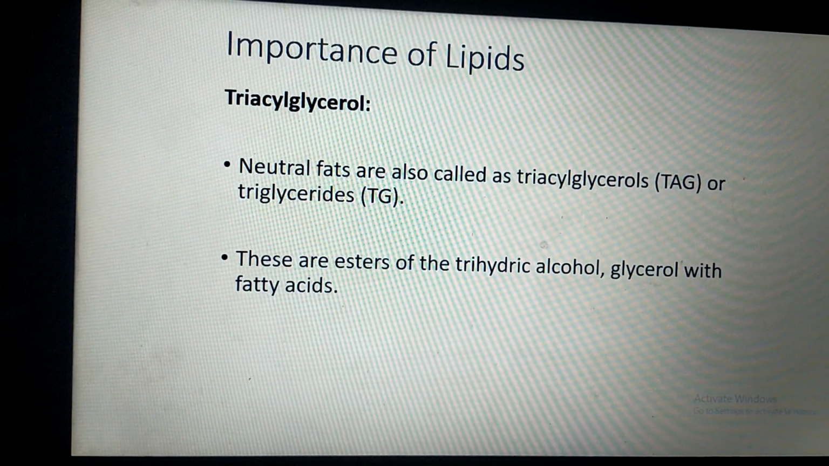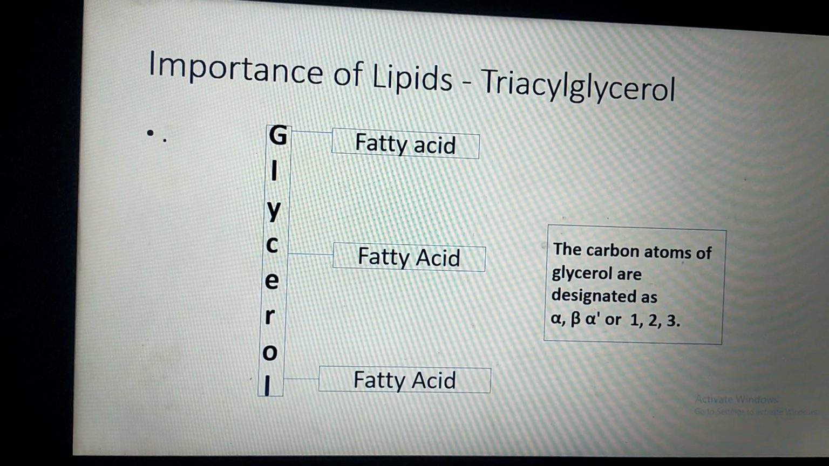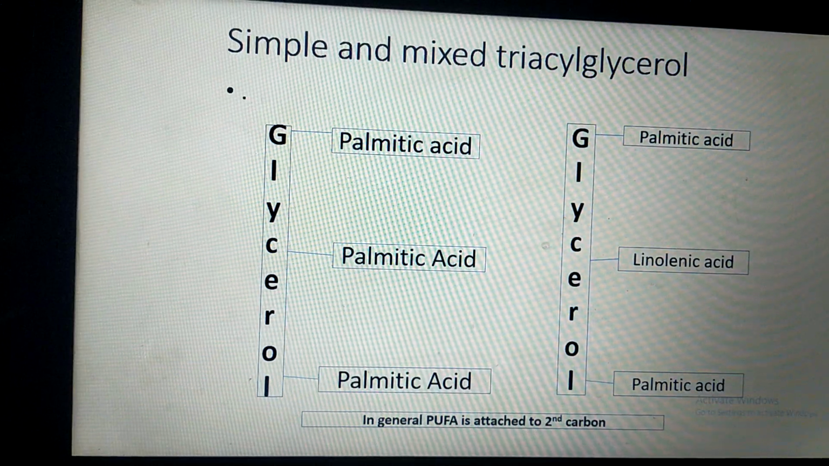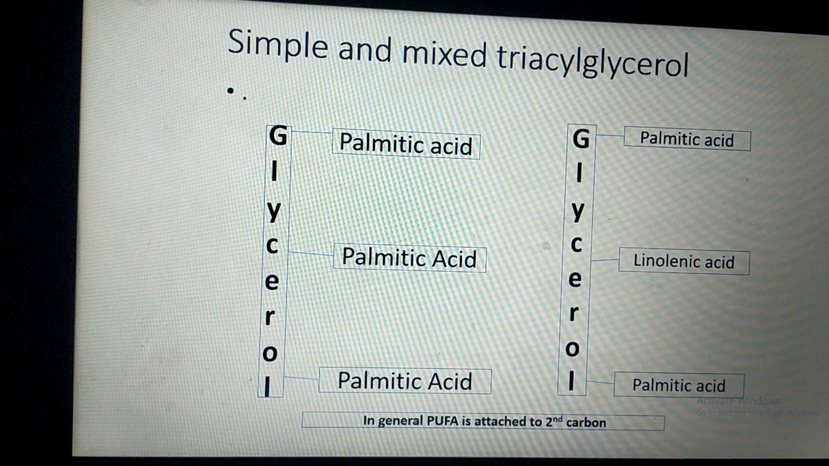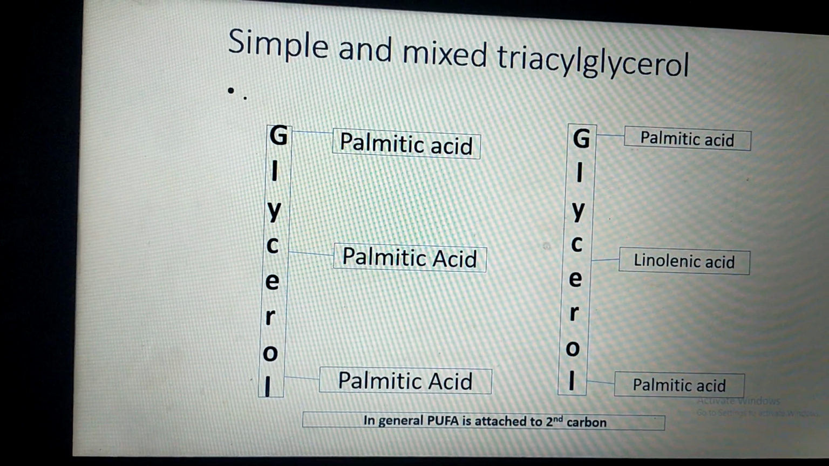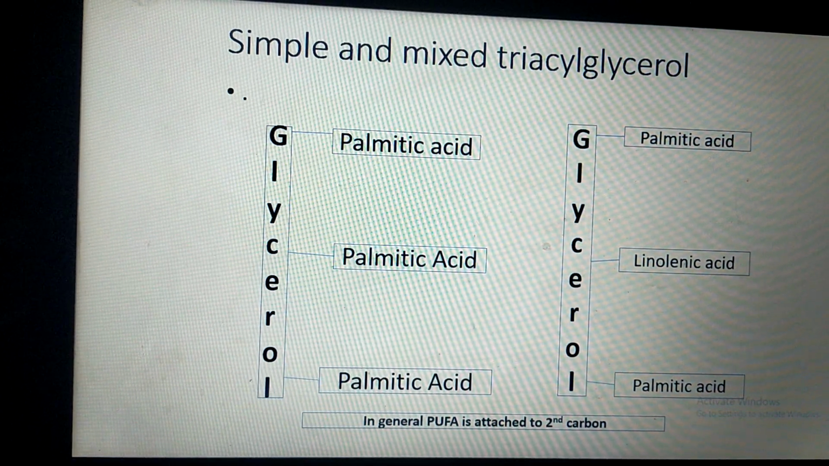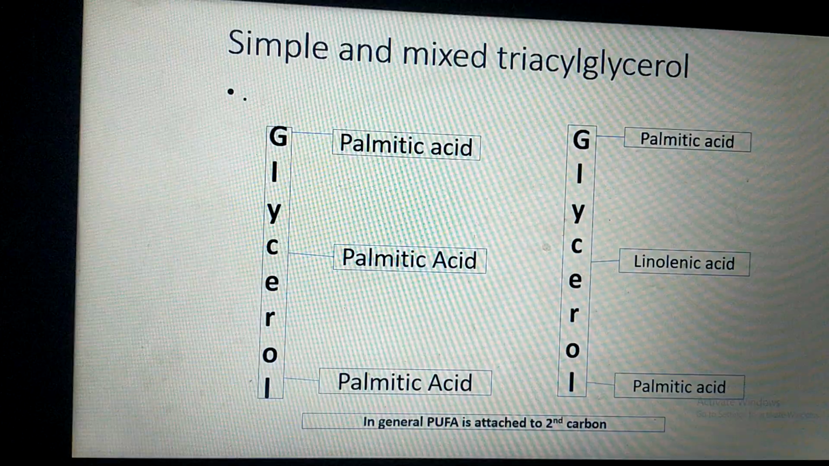Now the next fat is triacylglycerol. It is also called neutral fat. Its short form is triglycerides. They are esters of the trihydric alcohol glycerol with 3 fatty acids. So this is the structure. Now if the fatty acids present in the triacylglycerol are the same, here it is shown palmitic acid, palmitic acid, palmitic acid, then it is called simple triacylglycerol. If the fatty acids are different, for example as shown on the right side, palmitic acid, linolenic acid and palmitic acid, then it is called mixed triacylglycerol.